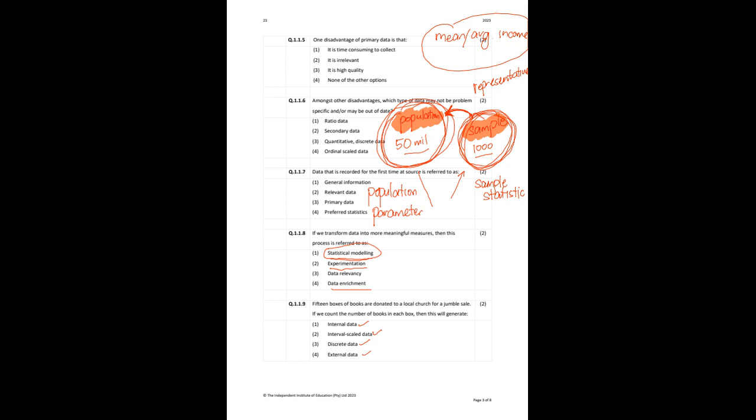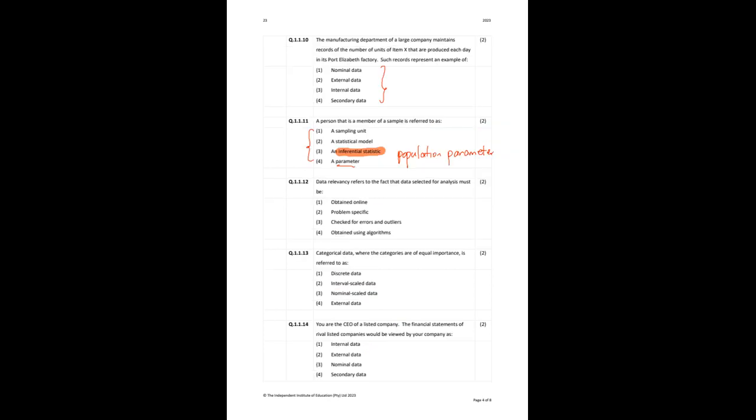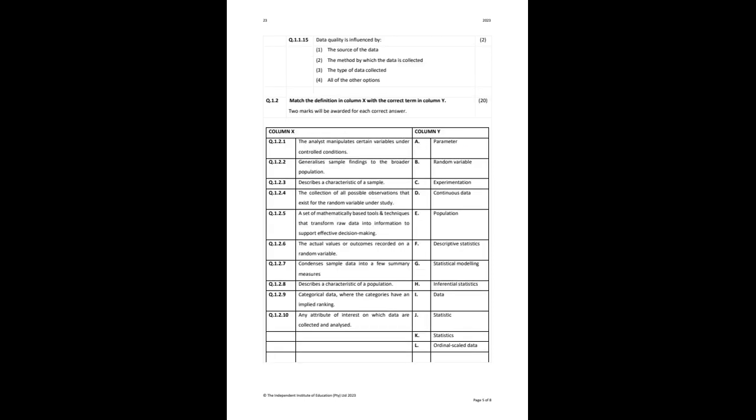Okay, so that's 1.11. 1.12 is one you'll have to read through. It's basically looking at the definition of data relevancy and what it must include. Then we went through all of those. We went through internal, external, nominal, secondary. And the last one is also one that you'll have to read through to look at what data quality is influenced by. Okay, so anything so far? Any questions that you have so far?